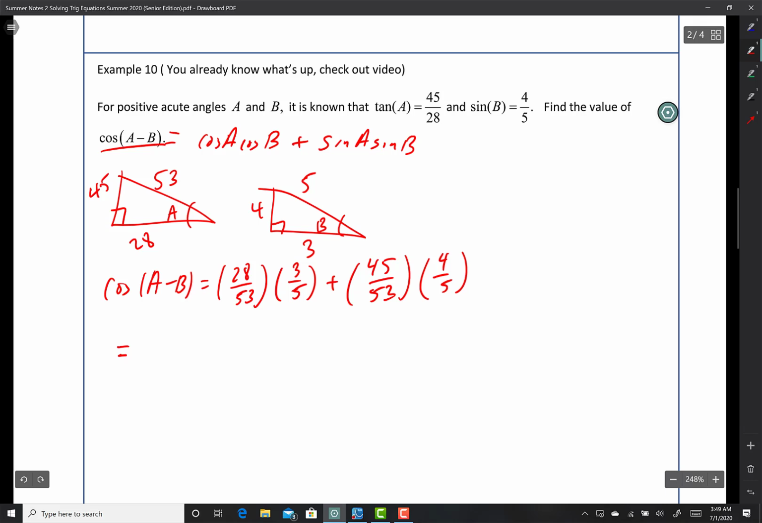So let's see. 28 times 3. 30, 60, 90, 246. So is that 84? And then 53 times 5. Well, I know 5 times 5, so 250, and then I'm going to add another 3, 6, 9, 12, 15, and then 15, so 265. I could be wrong, guys, so make sure you're checking my work. 45 times 4, that should be pretty easy. 45, 90, 180, and then 265.